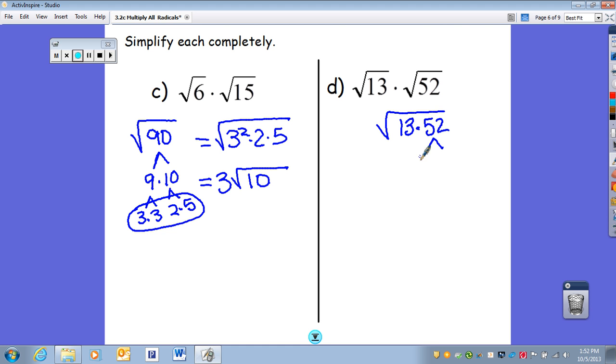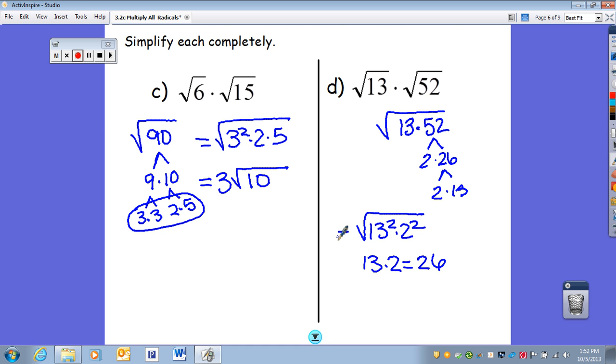52 can be broken down into 2 and 26, and 26 can be broken down into 2 and 13. So when we rewrite the radical, we're going to have 13 squared and 2 squared. Both of those can come out, so we have 13 times 2, which is 26, and we don't need the radical any longer because there was nothing underneath.